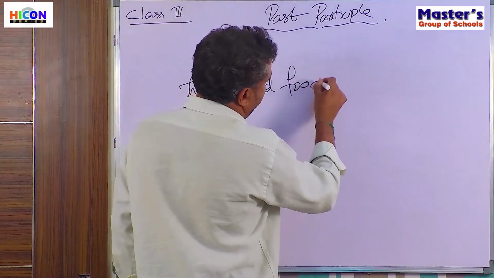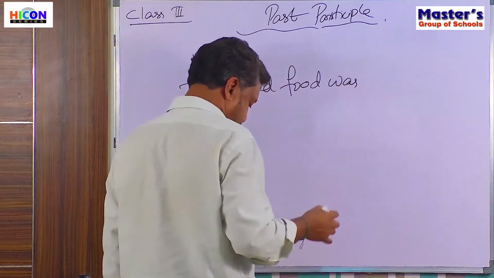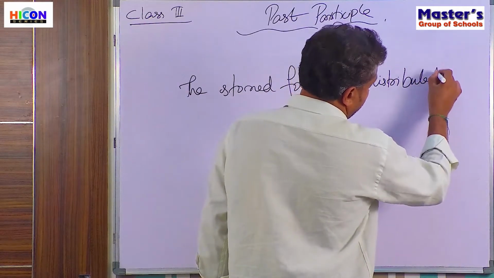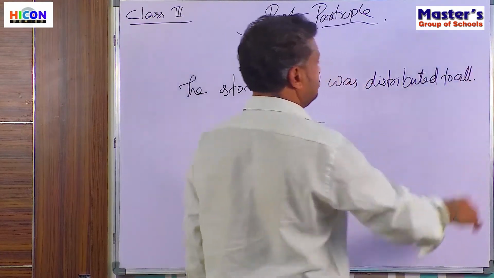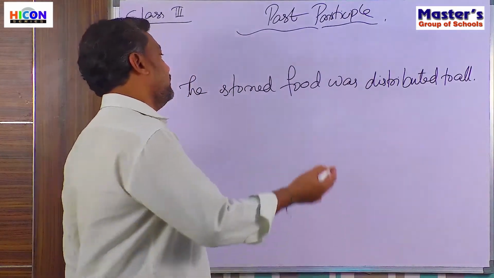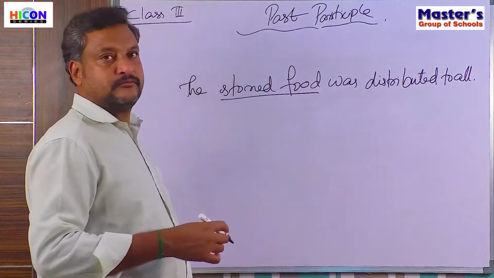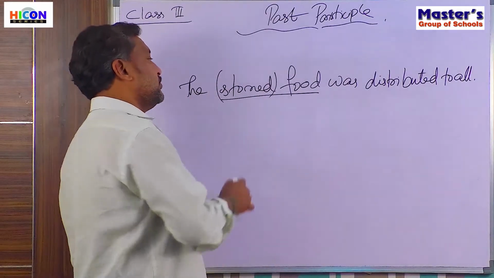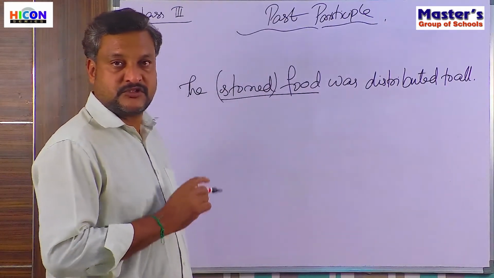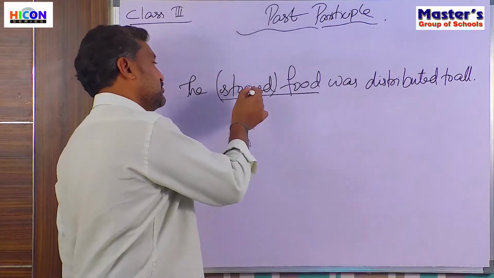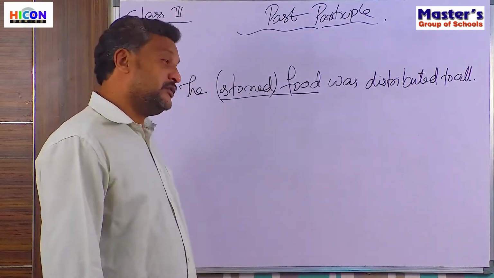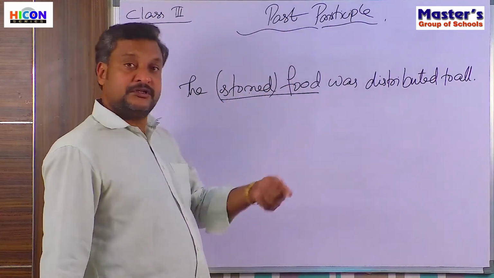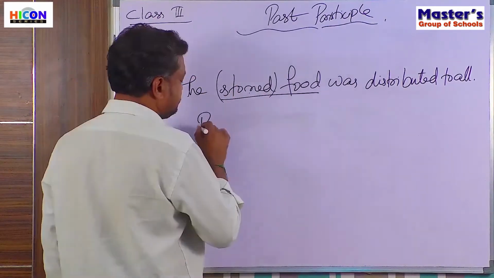The stored food was distributed to all. Okay, so here, the stored food. Store, stored, stored. Stored is a verb. Stored is the third form of the verb and means it's a past participle form. So which food? The stored food.